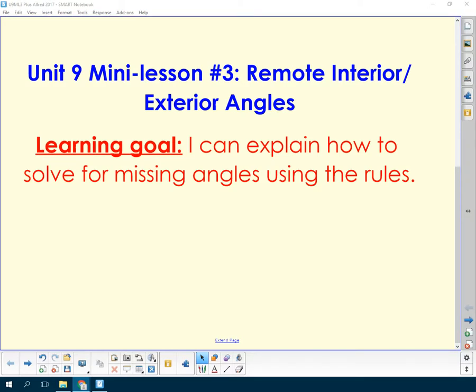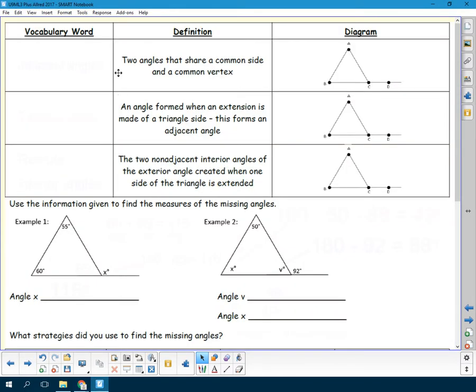We're going to keep trucking along with Unit 9. We're going to talk about mini lesson number 3, remote, interior, and exterior angles of triangles. You should be able to explain how to solve for missing angles using the rules that I give you here at the beginning of these notes in this mini lesson by the end of today's lesson. We're going to get started with the notes right now.